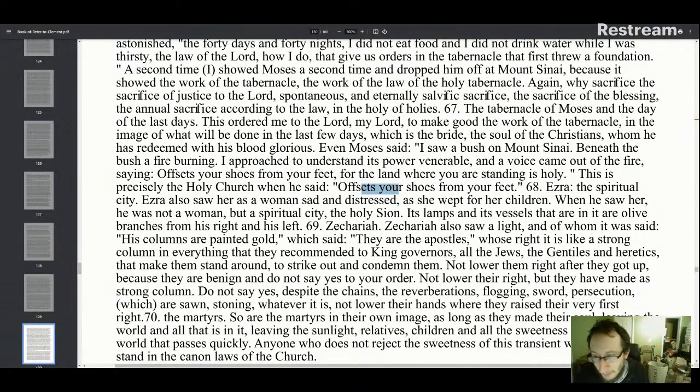So obviously this is Peter talking to Clement, giving a Christianization interpretation. But this part in particular seems to be a quote from the Lost Testament of Moses, because it's saying first-person language. I saw a bush. I approached to understand.